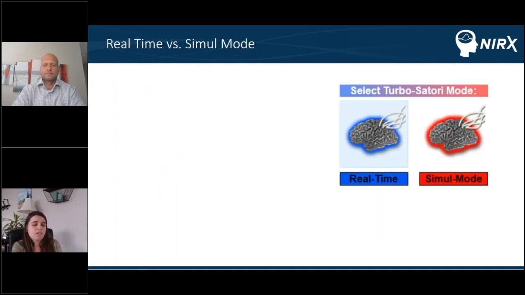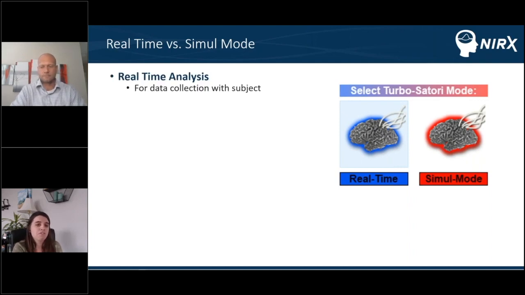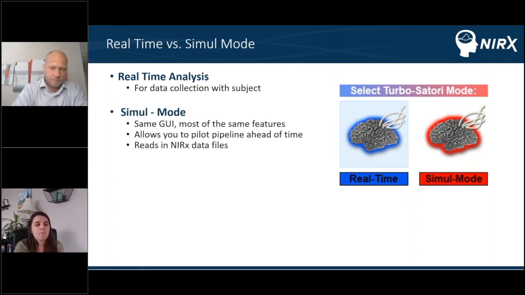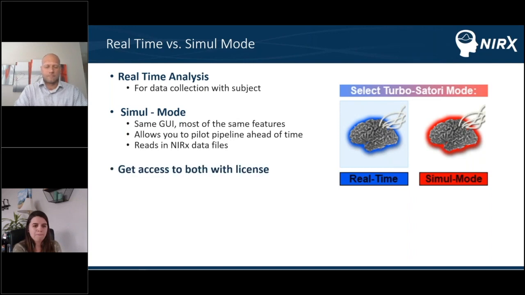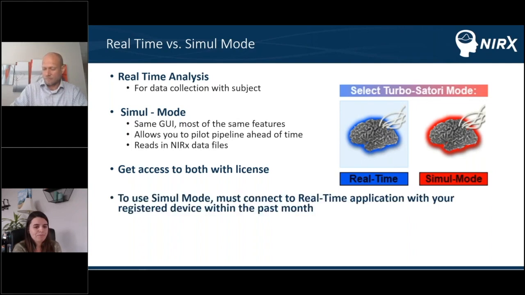Real-time versus simulation mode. There are 2 options with Satori. You can use the real-time application for real-time analysis. This is publishable data collection with a subject where you're presenting them with the neurofeedback, the BCI. Also, there is a Simul mode, and that's the same exact GUI as the real-time mode, except you're going to be replaying old, previously collected data. This allows you to pilot your pipeline ahead of time, and this reads in NIRx data files. You get access to both these applications with a license, and we'll be seeing both today.